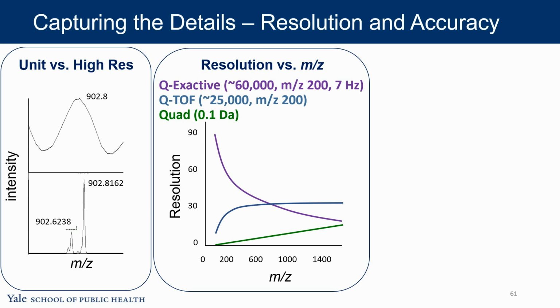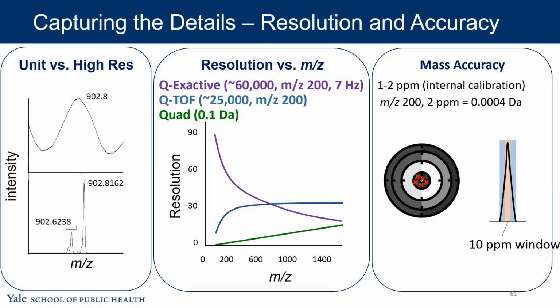Here are the different resolutions versus mass to charge. Different instruments have different trends. Quadrupole keeps the same resolution regardless of the mass to charge, whereas for an Orbitrap, you actually lose resolution with higher masses. With a QTOF, you actually gain resolution with higher masses and lose it with lower masses. So different instruments have benefits in different regions of the mass range. But generally, both QTOFs and Orbitraps give us the resolution we need for non-targeted analysis.